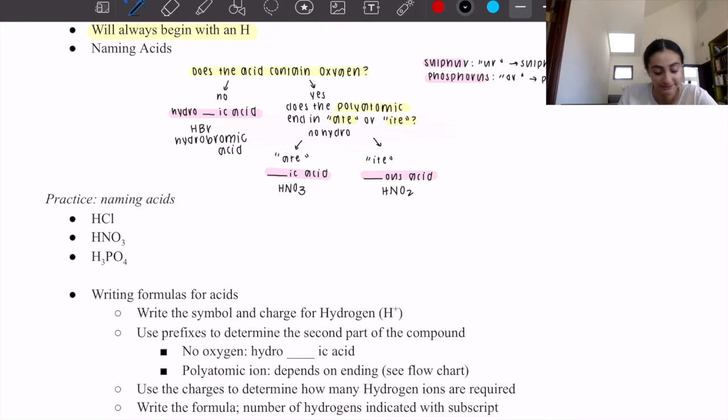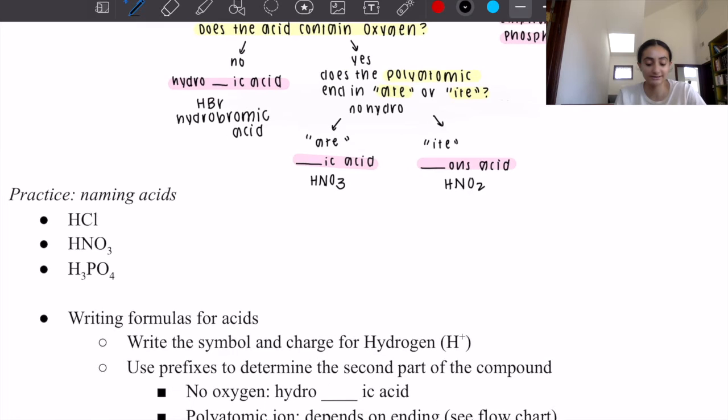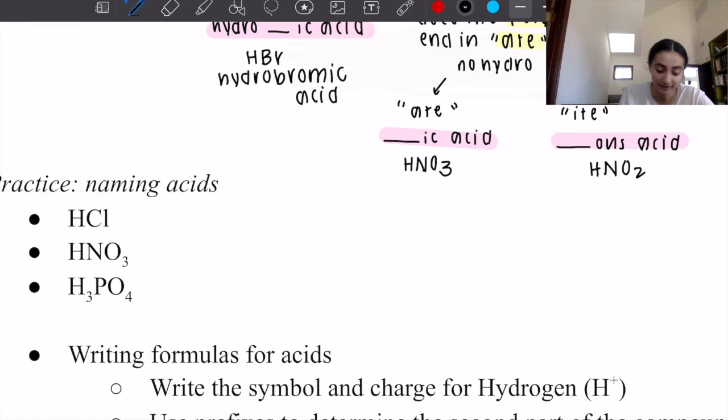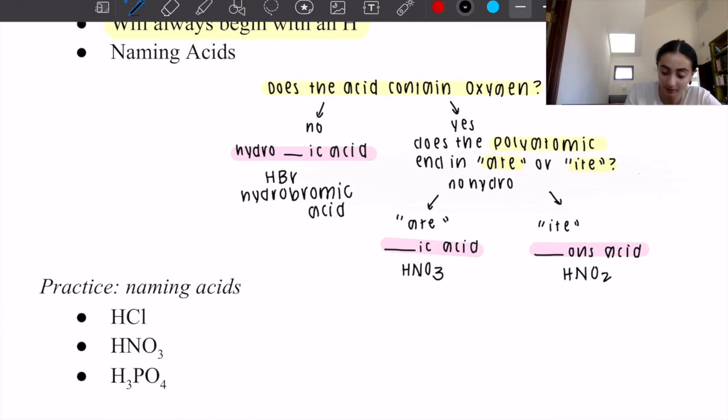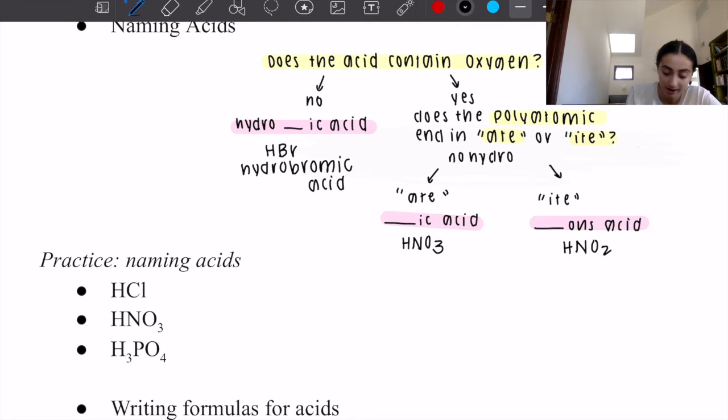Now we're going to practice naming these different acids. First, we have HCl. We first ask ourselves the question, is there oxygen? No, so we're going to follow the no side. So we're going to do hydro and then the element name, ic acid. So this would be hydrochloric acid. So we have the chlor and we have the ic and then the ending acid and the hydro, of course.